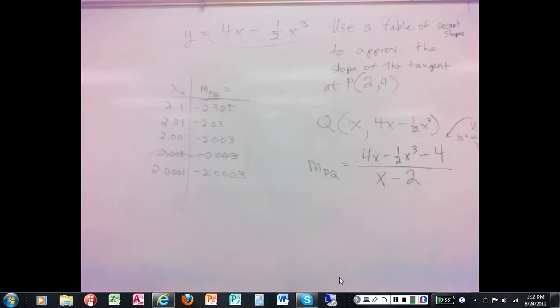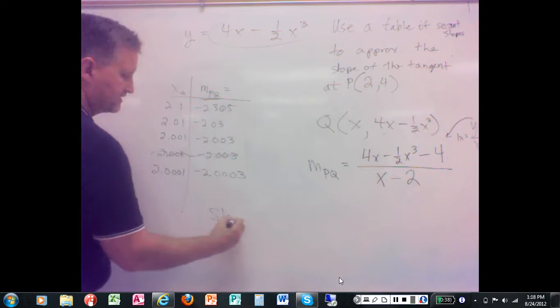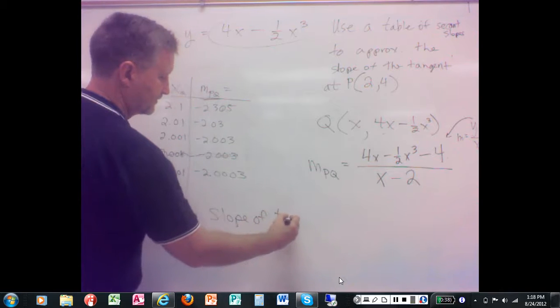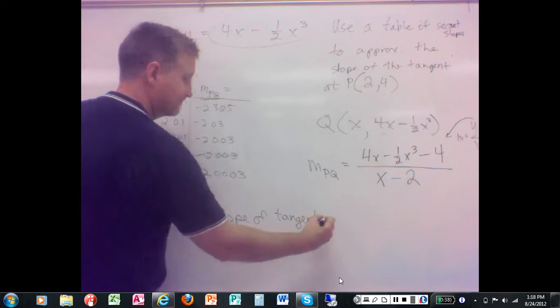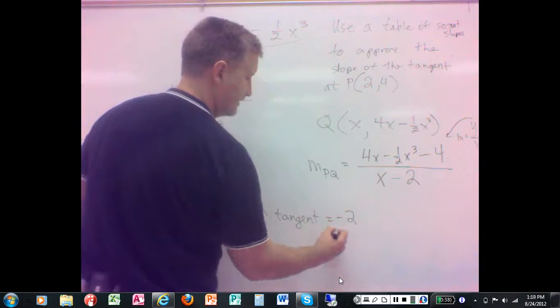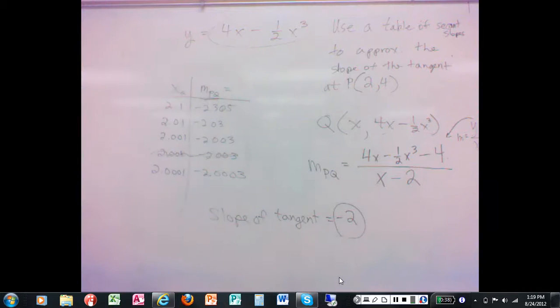So seemingly here, we got our table. So what is the slope of the tangent then? Looks like it's negative 2, doesn't it? By evidence of this table, it appears the slope of that tangent line at 2, 4 is negative 2.